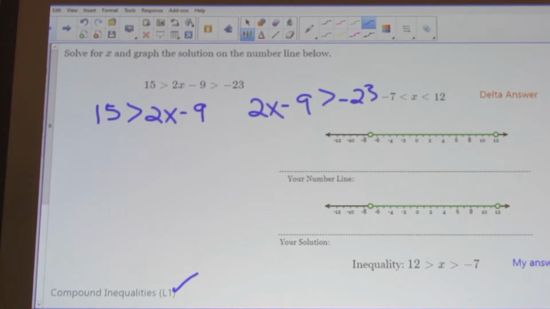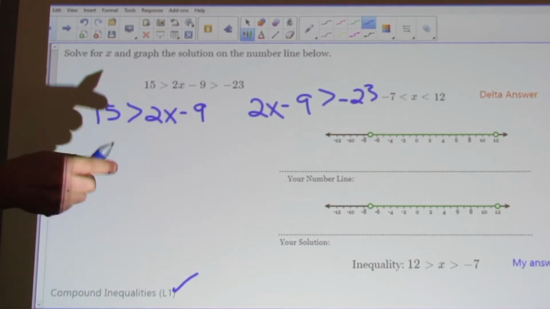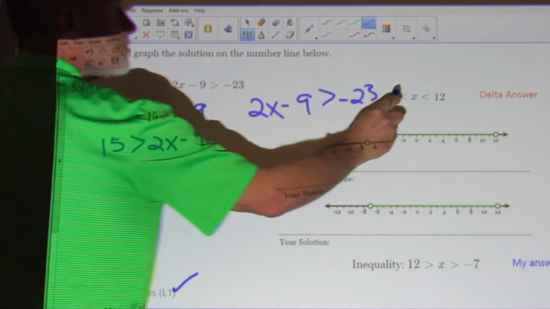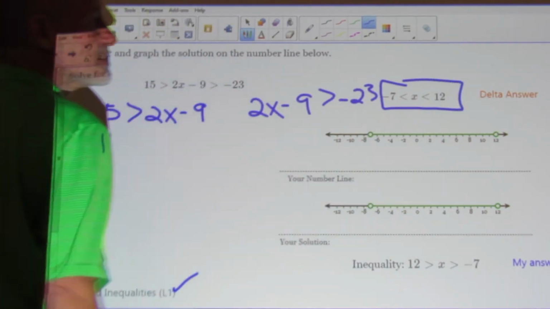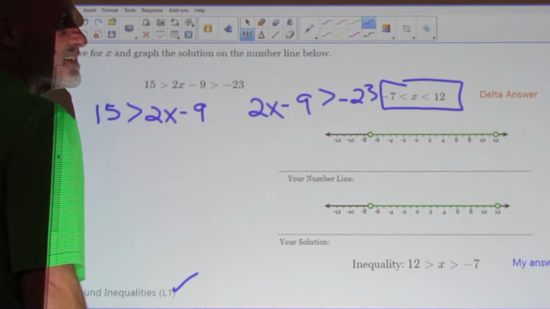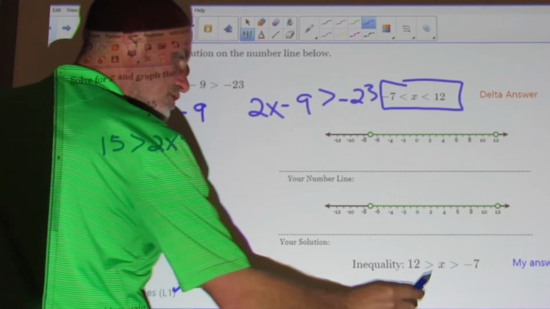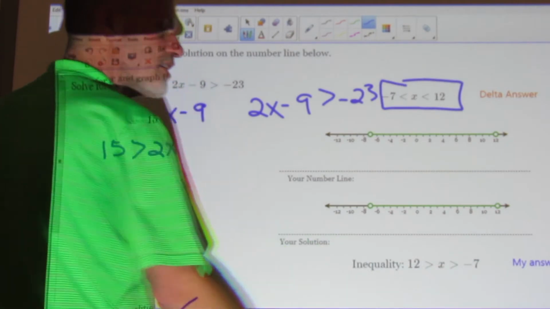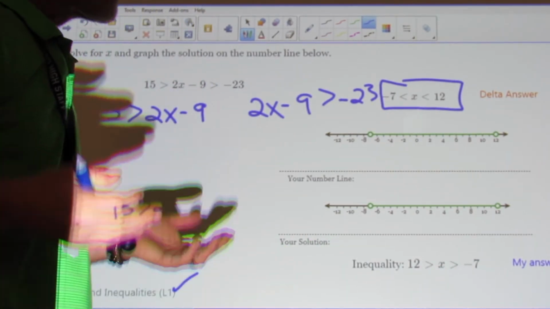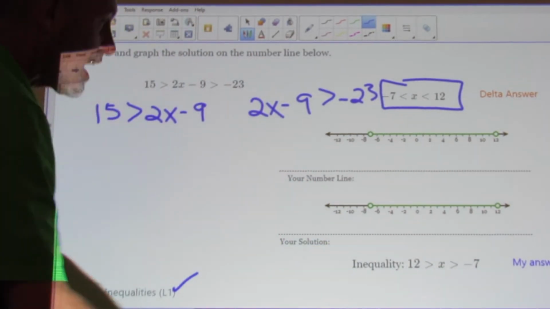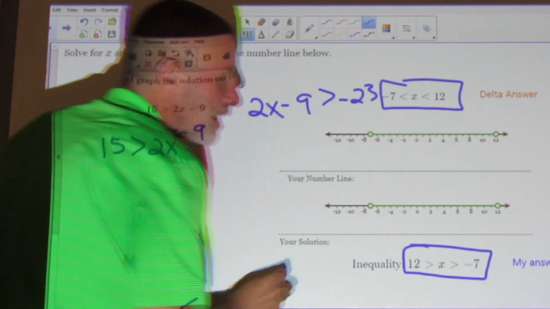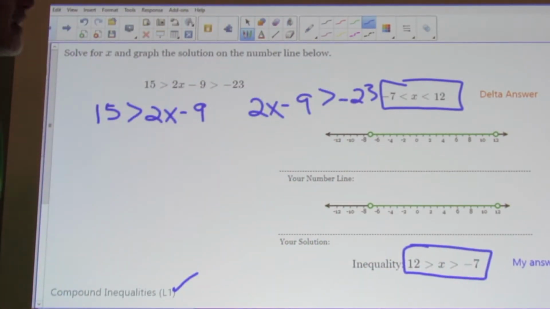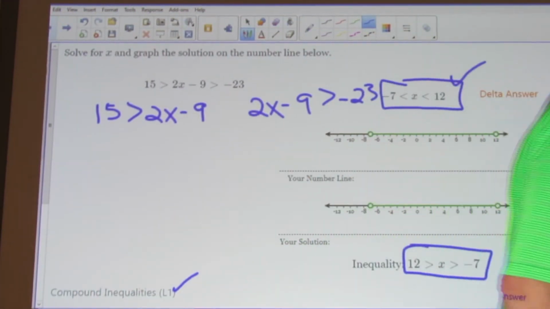I'm not going to do all of the work right now on that, but you're going to come up with one of two things: 7 is less than x, and x is less than 12, or 12 is greater than x, and x is greater than negative 7, which is exactly the same thing. I typed it in like this and got my green check mark. Delta told me the right answer was this, which I actually like better, but it's the same exact thing, and my hope is that you totally understand that already.